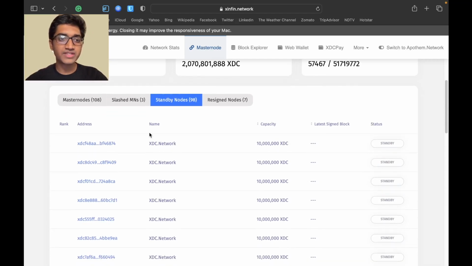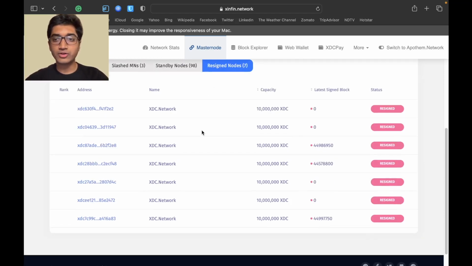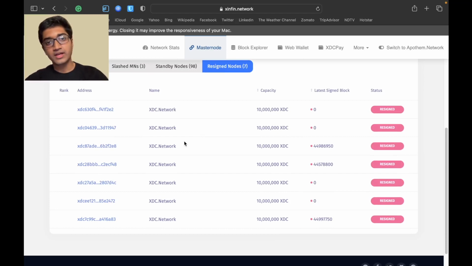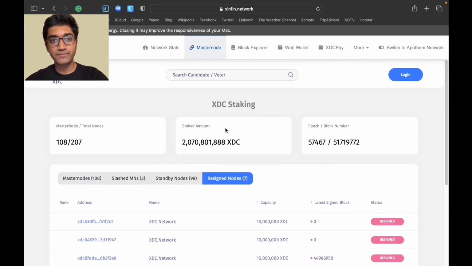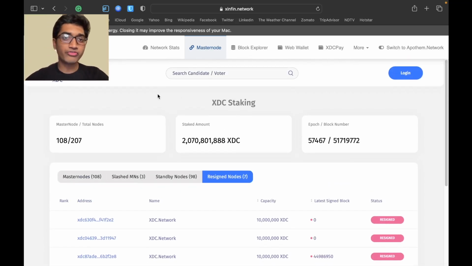Finally, standby nodes. These are the nodes which start to act as masternodes if any one of the masternodes goes down. So if this goes from 108 to 107, one of these will be randomly chosen to become a masternode. And there are 7 resigned nodes, which means they were nodes in the past which had deposited the amount of XDC needed to be staked. And now that they have decided that they want to maybe withdraw that XDC, they've stopped working as masternodes. So this is an overview of the network stats and the masternode tab of XDC's status dashboard.